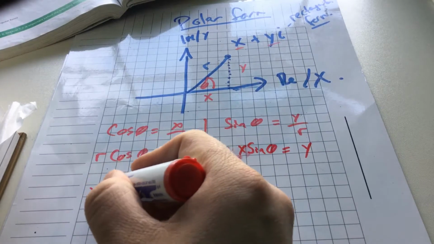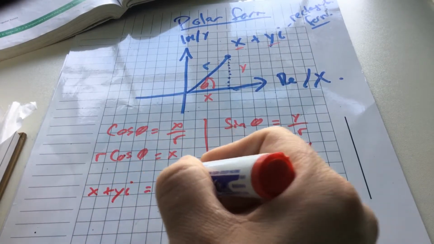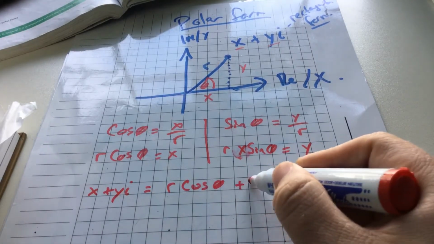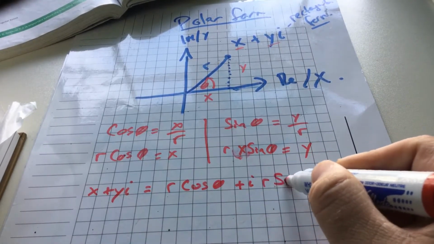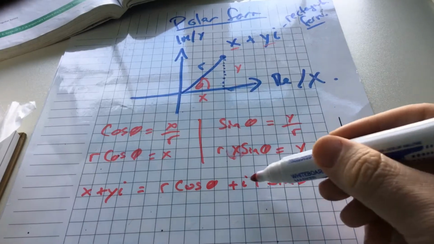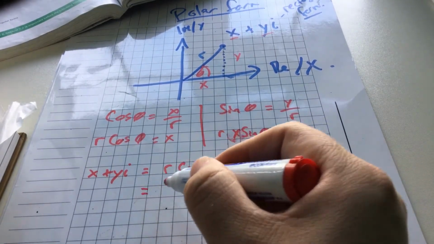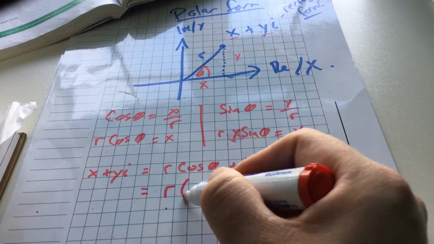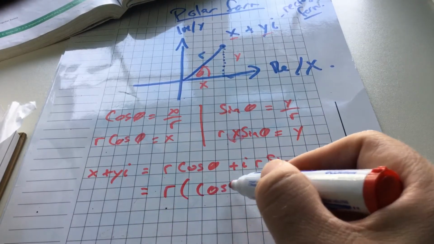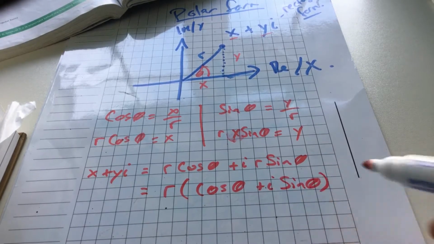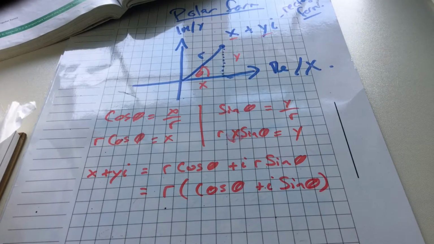So now x plus yi can be written as r cosine theta for x plus i r sine theta for y. We'll write the i first so it doesn't get confused with the argument. And then if I simply factorize out the r, it's r times cosine theta plus i sine theta. And that is polar form. Okay, that is polar form.